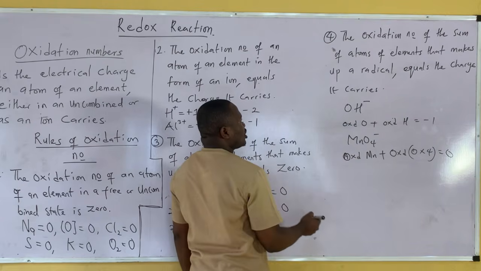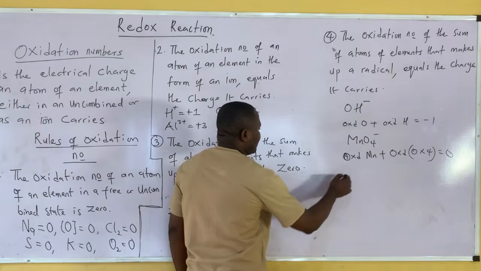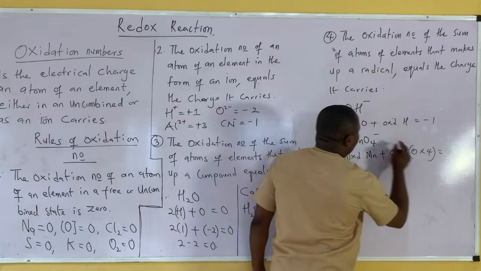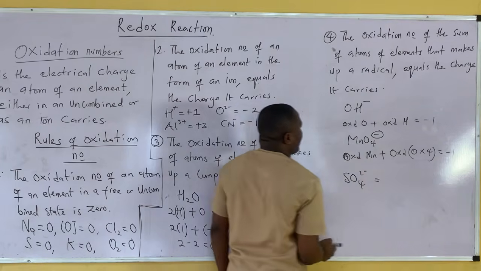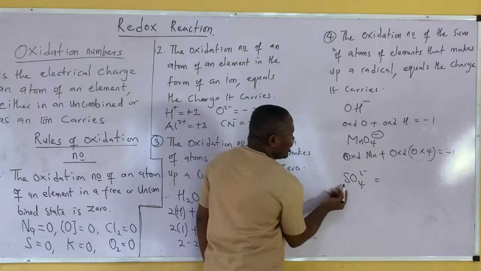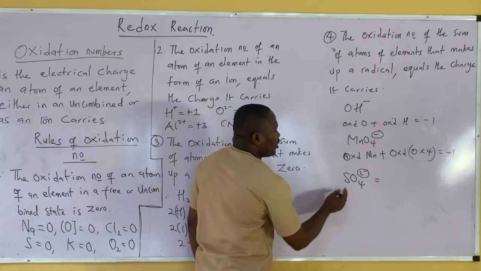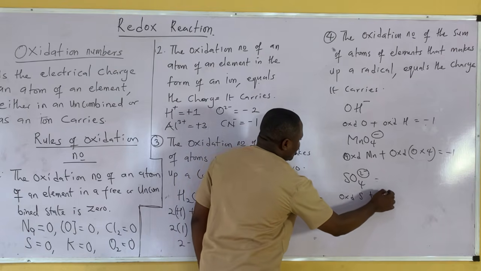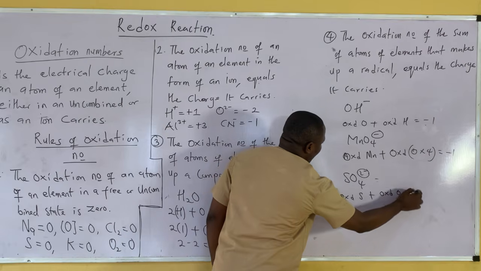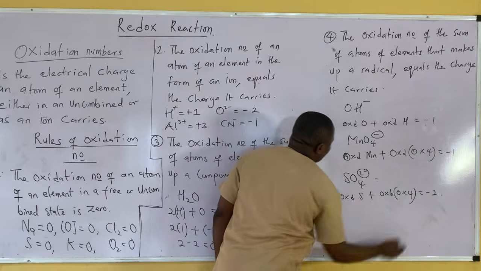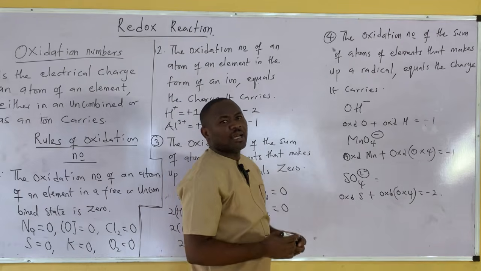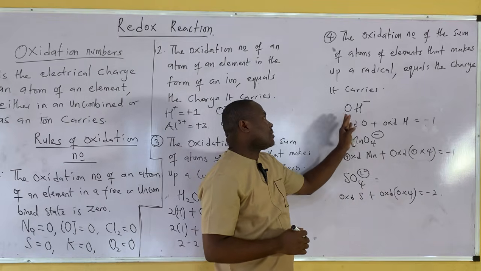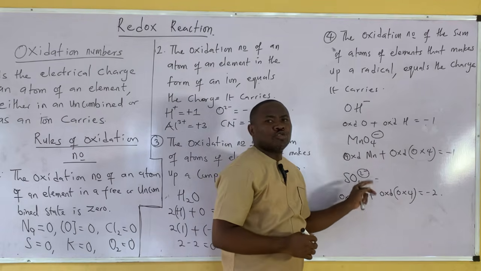So we are saying that the oxidation number of every radical, even if it's SO4 2 minus, is equal to the charge it carries. So it equals -1, just as this equals -1. Then this is the charge it carries. So it means that the oxidation number of sulfur plus oxidation number of oxygen times 4, everything will equal -2. So when a radical is written, the sum of the atoms of the elements that make up the radical is always equal to the charge it carries.